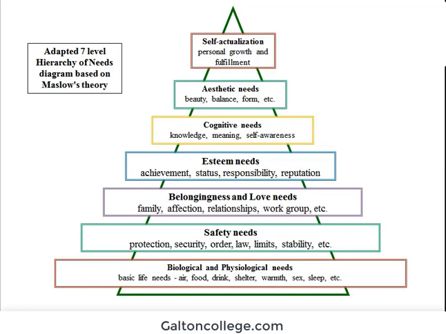So again, at the bottom we have the biological, psychological needs, which I mentioned earlier. The safety needs just above it, as before. Belongingness and love needs, family, affection, relationships, and so on, just above that. And then the esteem needs, achievement, status, responsibility, reputation, just above that. And then the self-actualization. Well, these are aesthetic needs. It's the arts, it's beauty, balance, form. It's the artistic side of us that needs to be fulfilled.